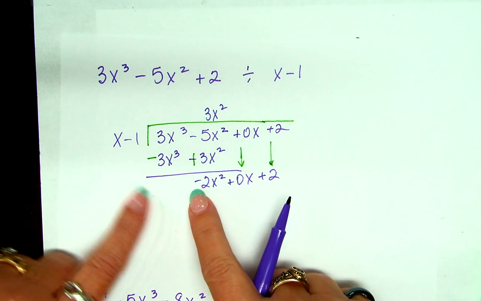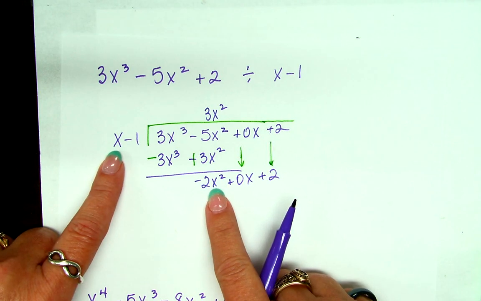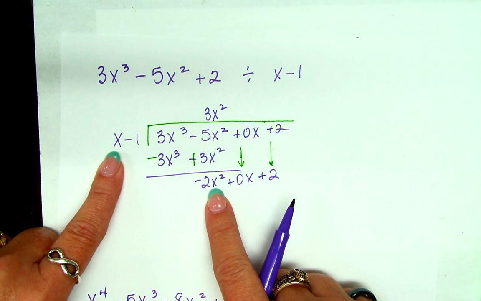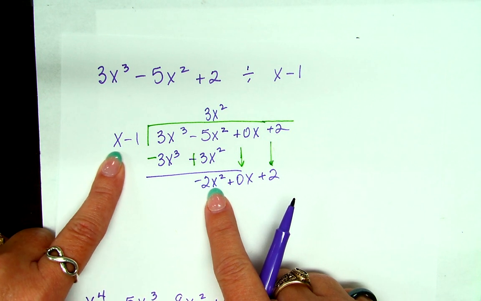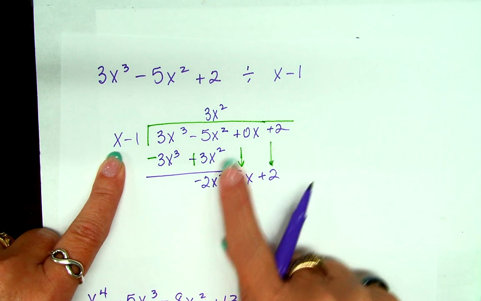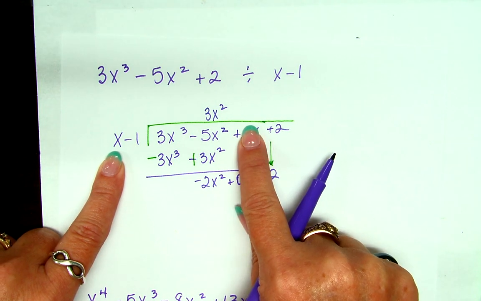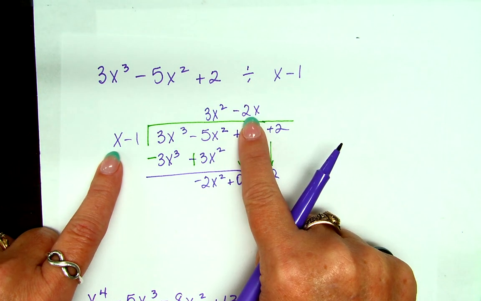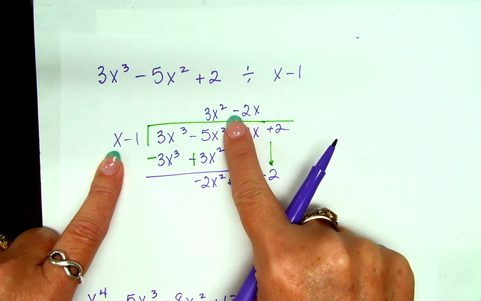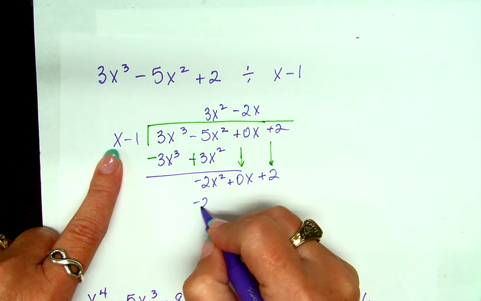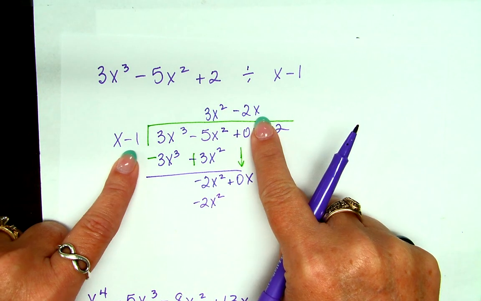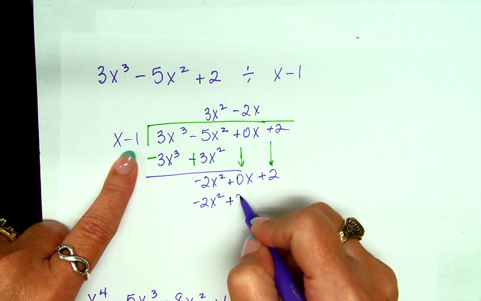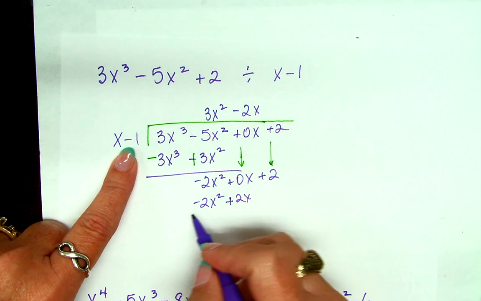Start over. Negative 2x squared divided by x. Negative 2x, right? Now if you forgot to add your x term before, this is going to be the time you realize you forgot your x. Because why? There wouldn't be any term to write it over, right? Okay? So minus 2x. And now? Multiply. Negative 2x times x. 2x squared. And negative 2x times negative 1. Positive 2x, right? Negative 2 and negative 1. Okay, and now?